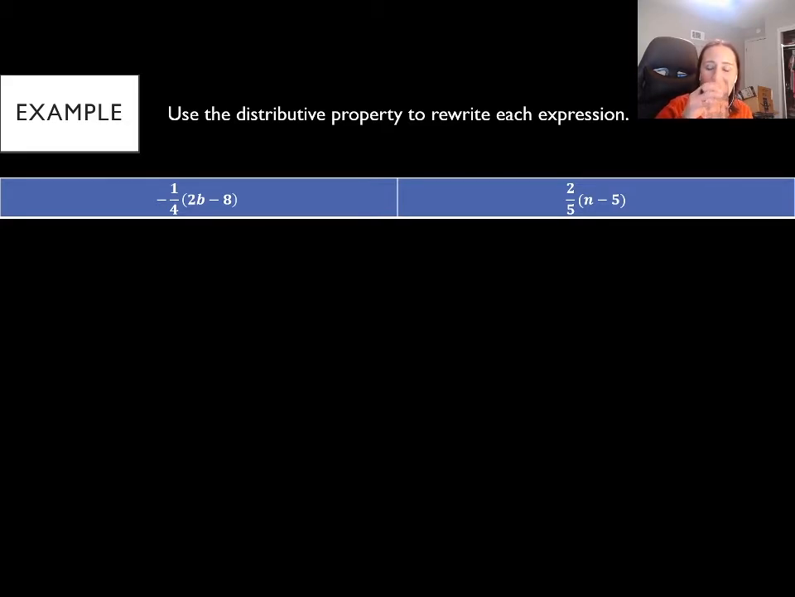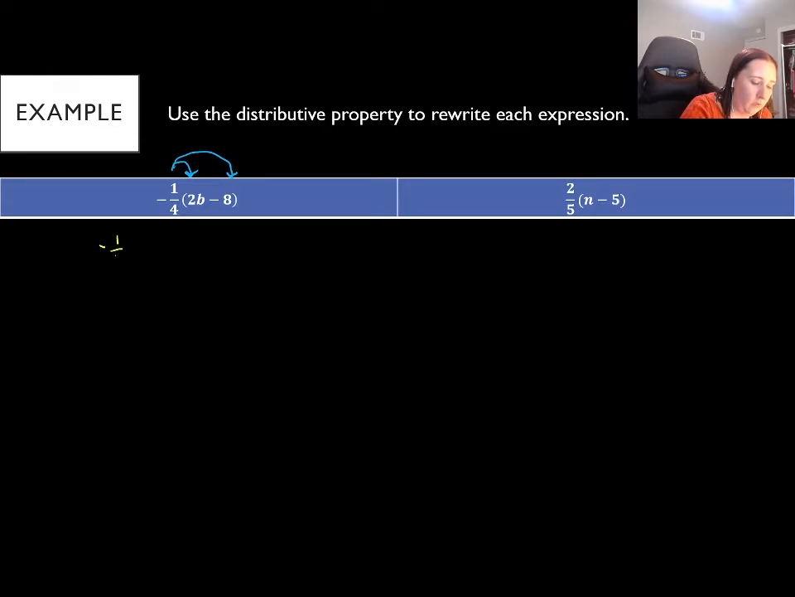So on the left, negative 1/4 times 2b minus 8. From here, I've already gone through a few examples where I'm writing down each step. Now I'm going to stop writing down the directions and just do the math. But when you're taking notes, you should still write down those directions, because that's the best way for you to learn. So distributive property, I'm going to be multiplying the negative 1/4 times 2b, and then the negative 1/4 times the negative 8. But first, let's rewrite this.